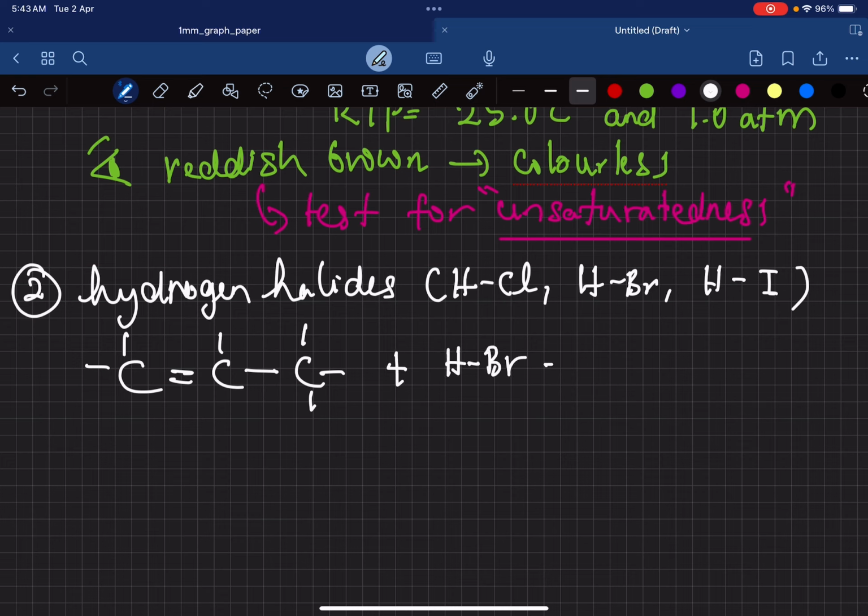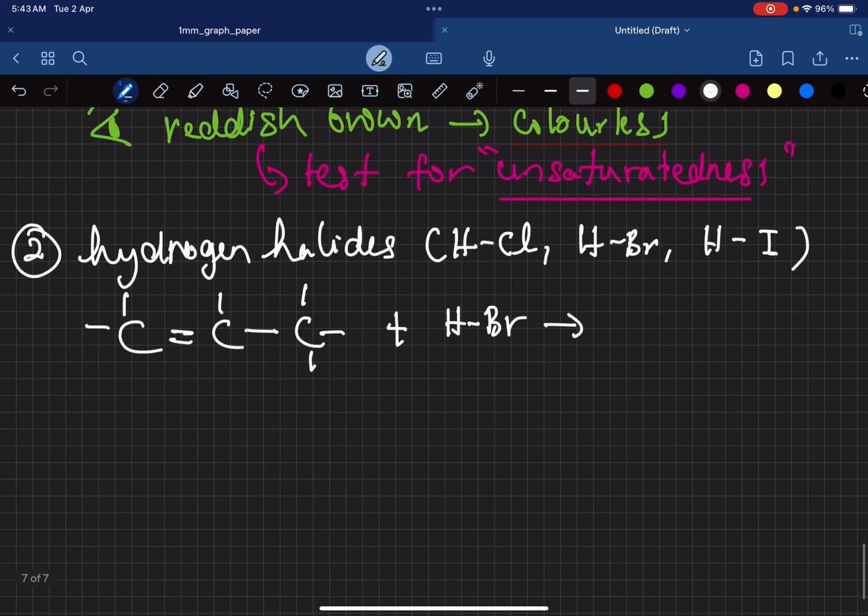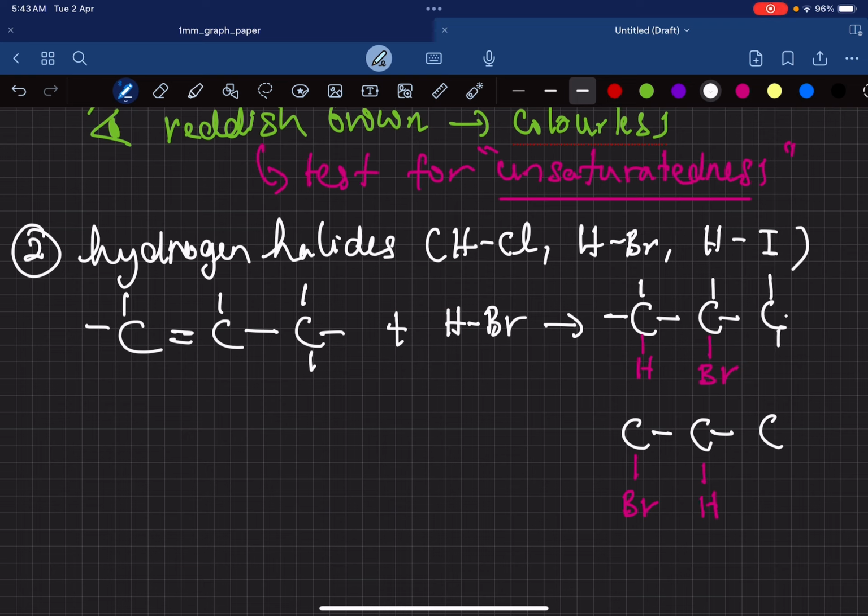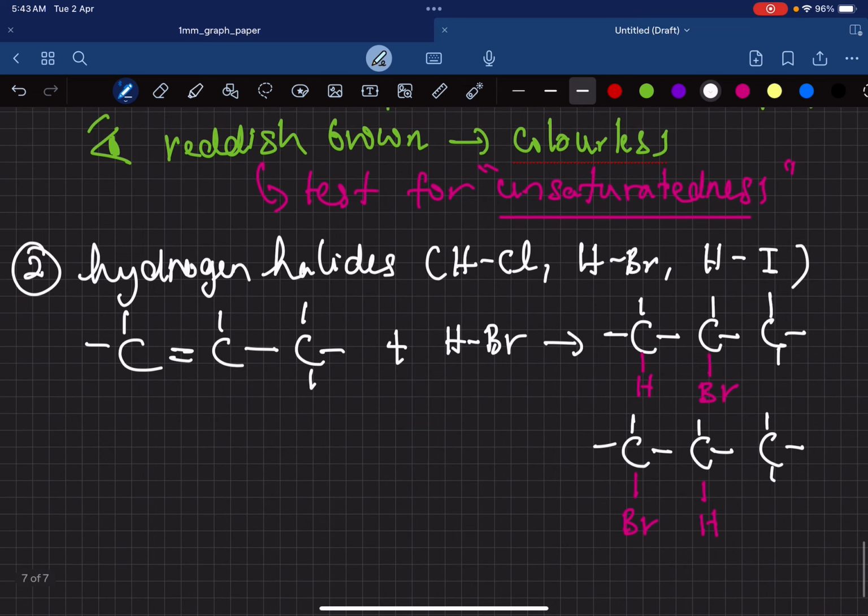When we do this, you can get two possible products. You get one like this, and another one like this. In the first case, you can get the hydrogen here and the bromine over here, or you can get the bromine over here and the hydrogen over here. These are the two possibilities that you can get. Usually this will be the major product, and this will be the minor product.